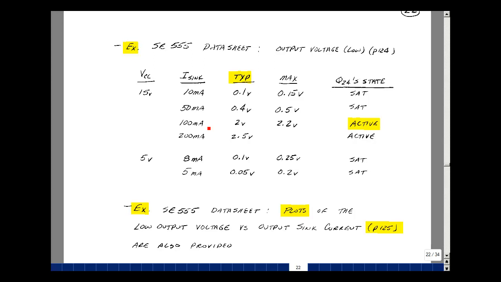But then if you start pumping more current into it, the transistor will go active. When we're sitting over here, we're on this line that goes like this, and then eventually it'll turn the corner and go active. And that's the case here where I've got 2 volts or 2.5 volts across the transistor when I've got over 100 milliamps.